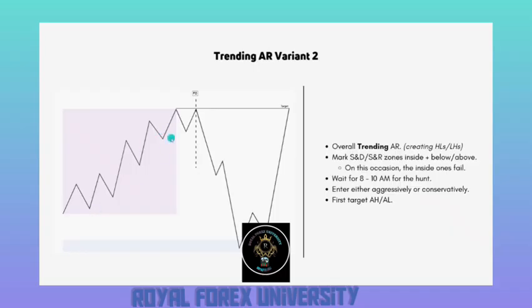It's clearly trending, right? What you do is you mark your supply and demand, support and resistance, whatever you're using, inside the Asian range and also outside of it, right? Below and above, whatever, depending on the trend. So in this example, we are bullish.